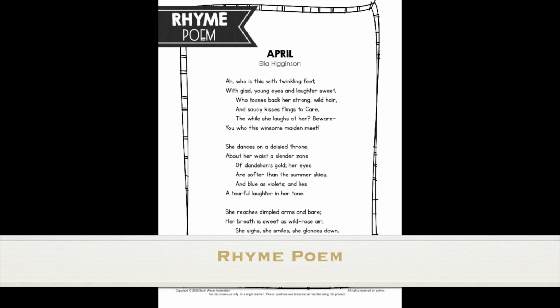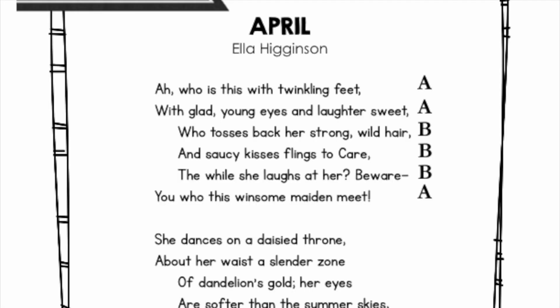Okay, this week we're going to write poems. And the poems that we're going to write are going to have a rhyming pattern or rhyme scheme. This is an example of a poem that rhymes, a rhyme poem, and it is called April by Ella Higginson. And the pattern of her first stanza is A A B B B A.